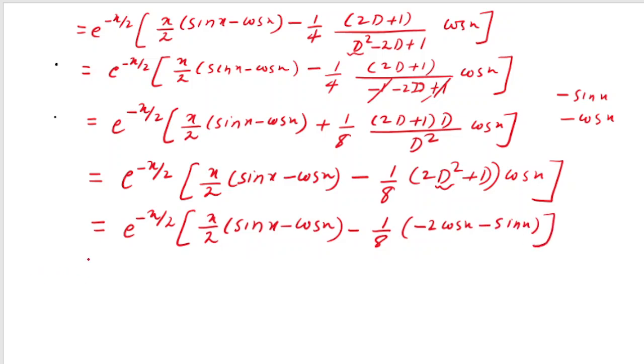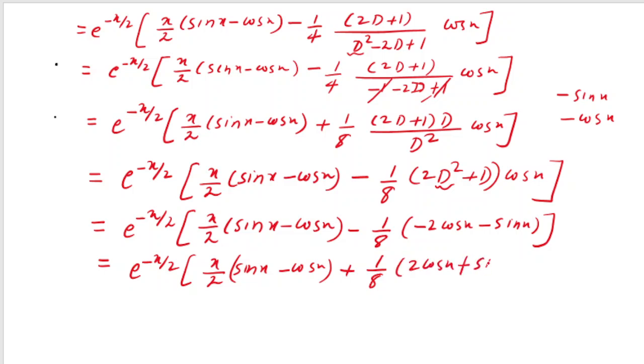So we can now complete this step. So I will get e to the power minus x by 2 x by 2 sine x minus cos x, and here I can take this minus common, so this will become plus 1 by 8 2 cos x plus sine x, right? So this is the end of the story. This is the PI. It has taken a lot of time and effort, but I hope you are clear about the process.